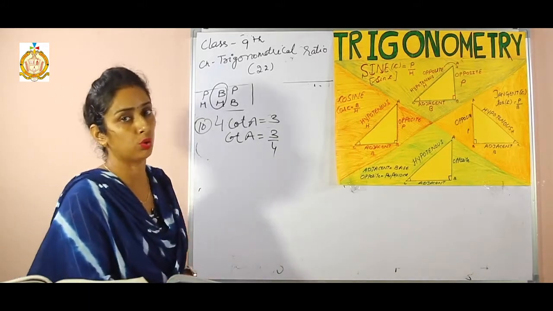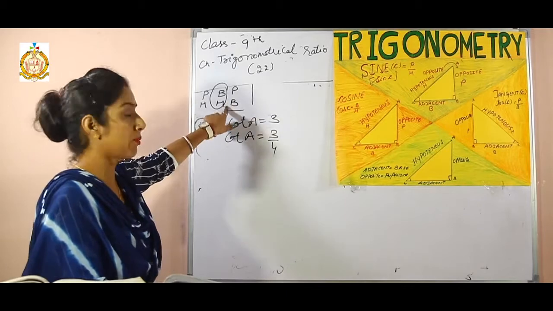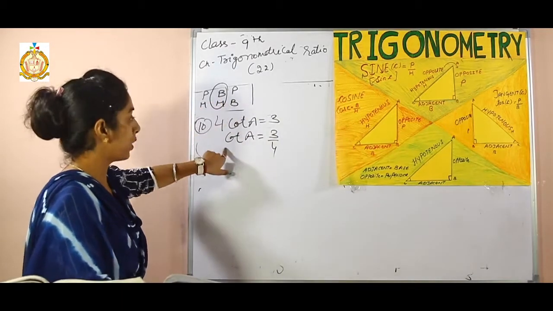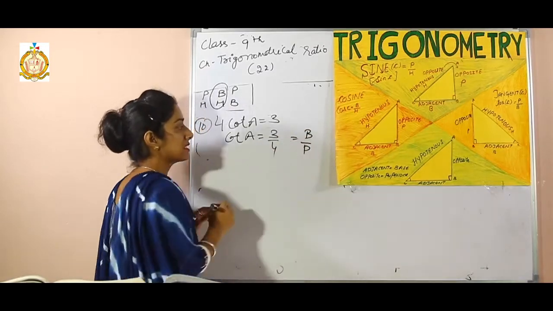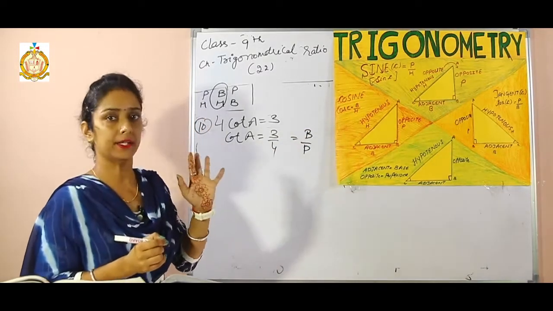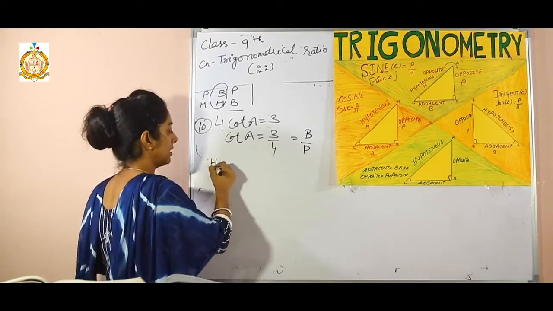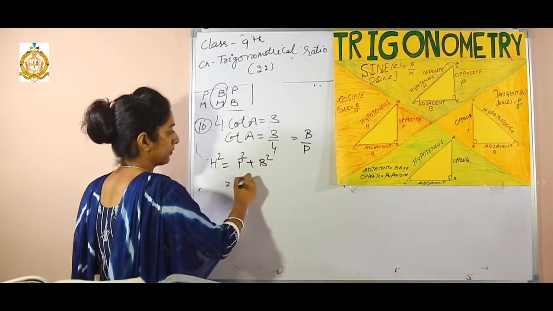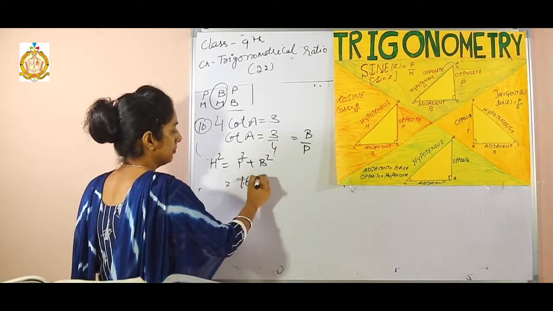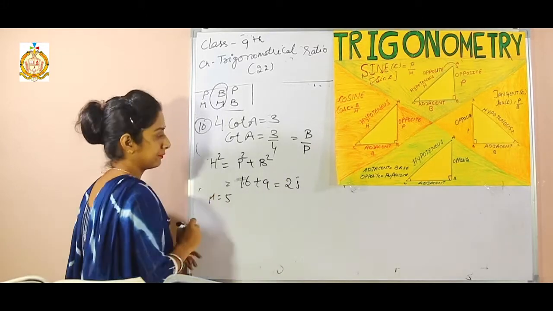Now cot is opposite to tan. So what is the value of cot? That is B over P. It means B is given and P is given, and we have to find the H. Again, H square is equal to P square plus B square. We have 16 plus 9, which is 25, and H is equal to 5.